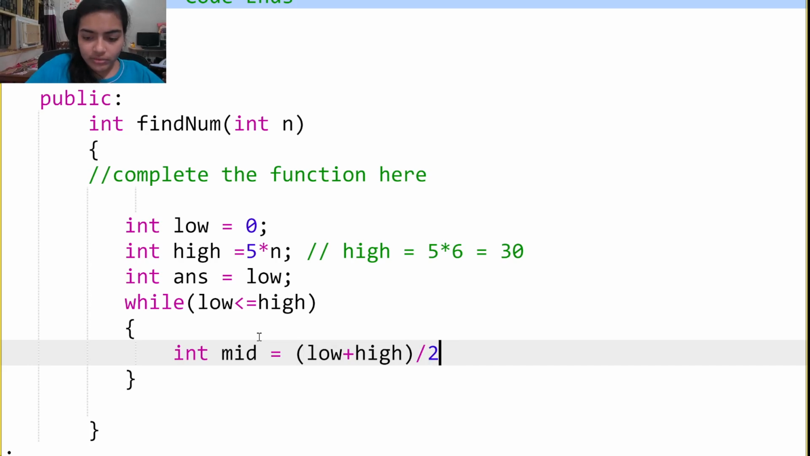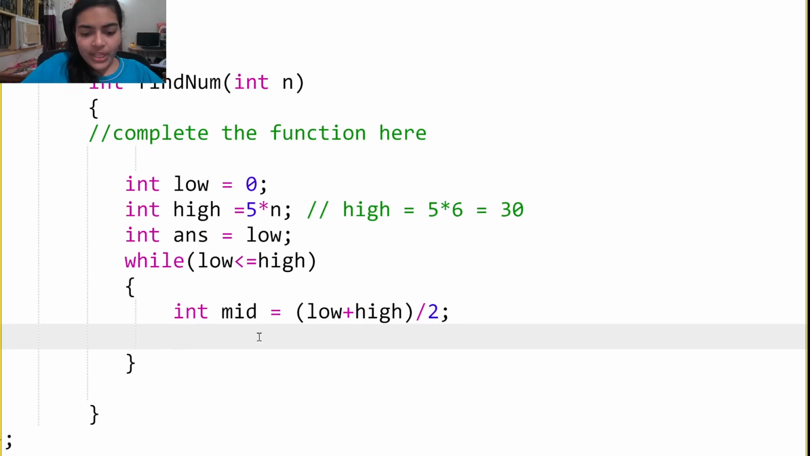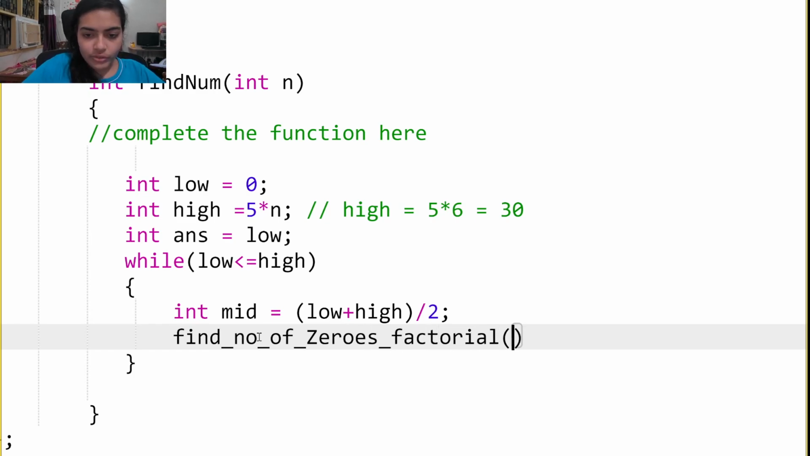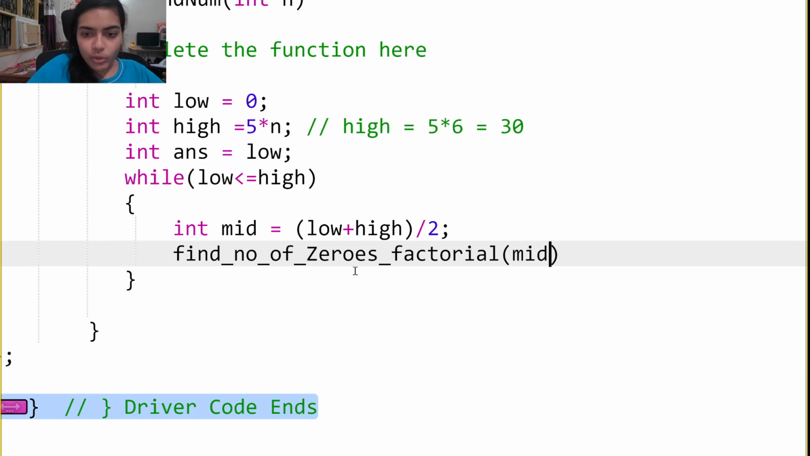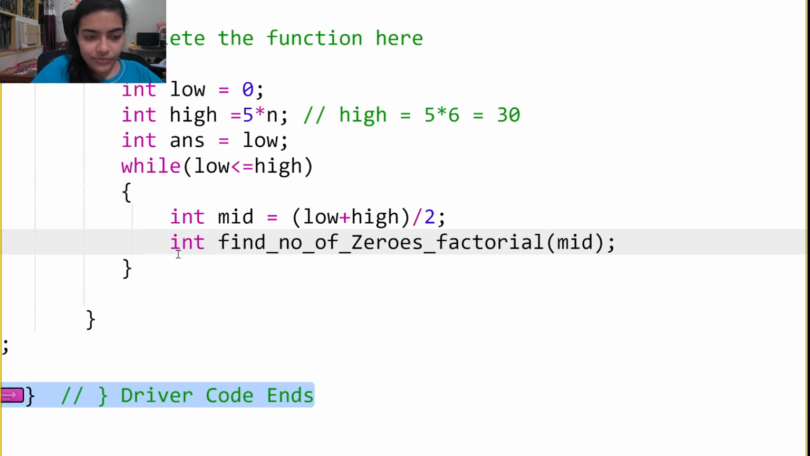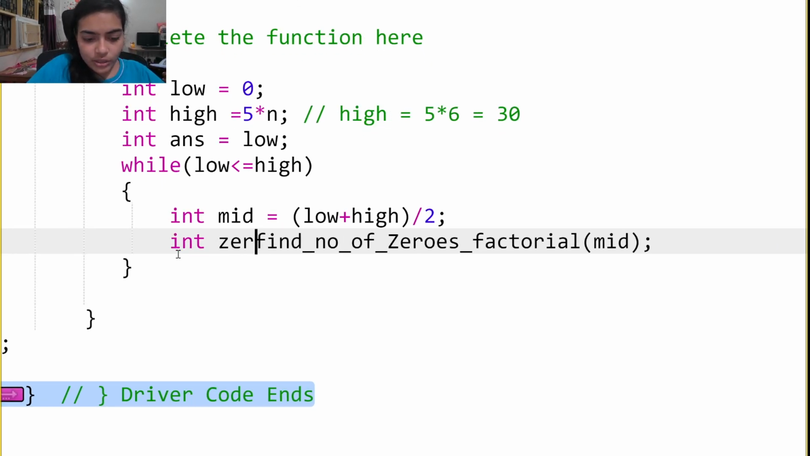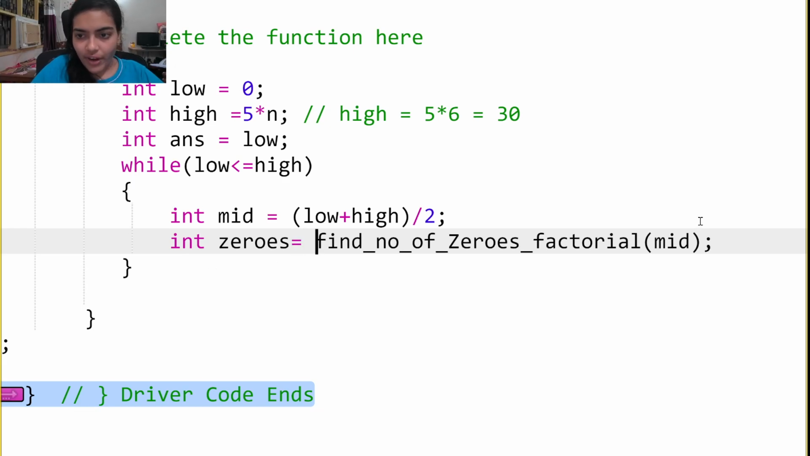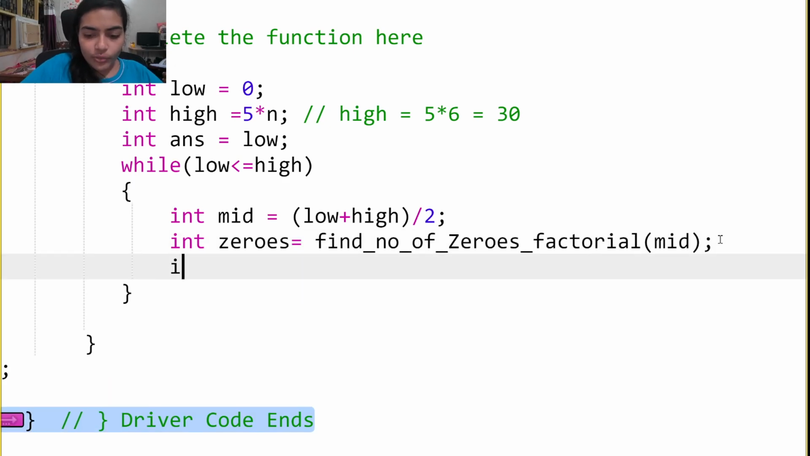Now we have to give a function which is going to check the number of zeros in the factorial, right? So let me give the function find number of zeros in the factorial of the number. This is my function and I'm going to pass my mid value in this, and whatever answer this function returns, I am storing that as zeros. This is going to find the number of zeros in the factorial of that number. We are going to write that function, but first let's complete the binary search.